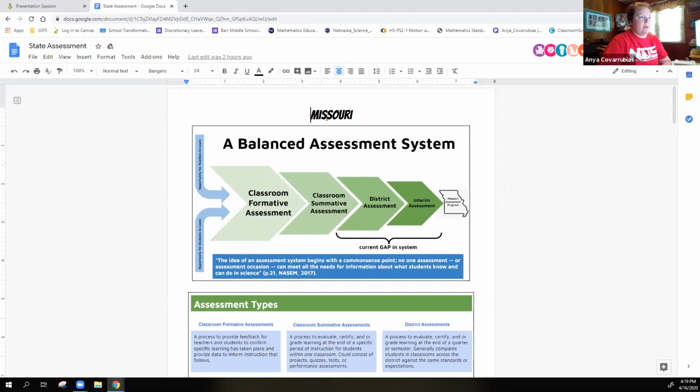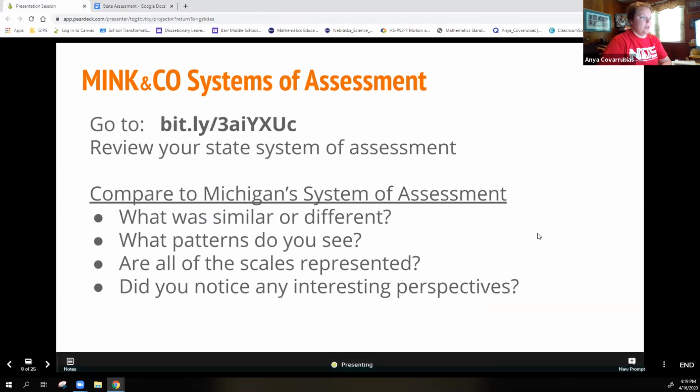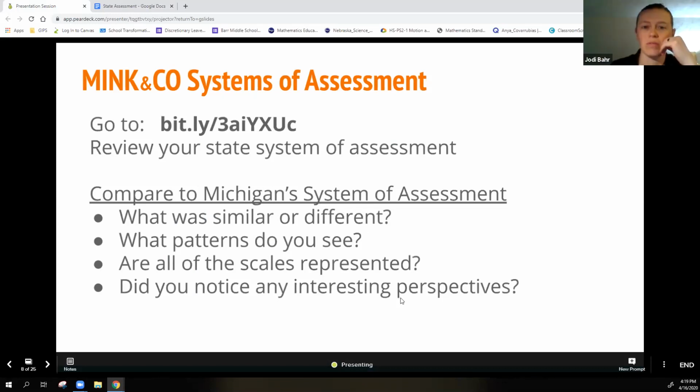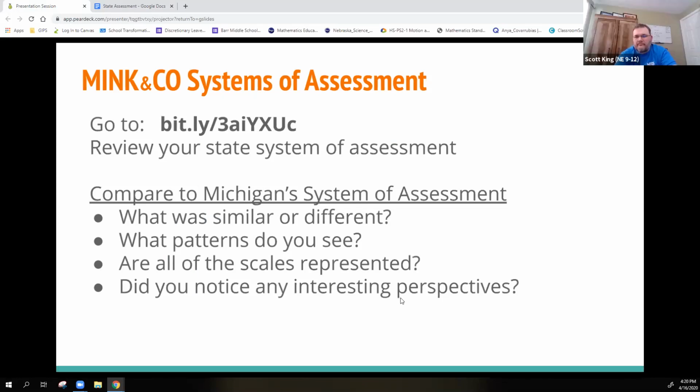These are arranged by MINK, so Missouri's first, then Iowa. So here are our questions. We'll give you guys a couple minutes to look at that and compare.